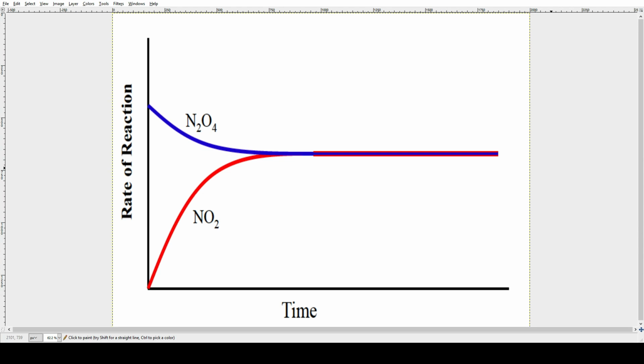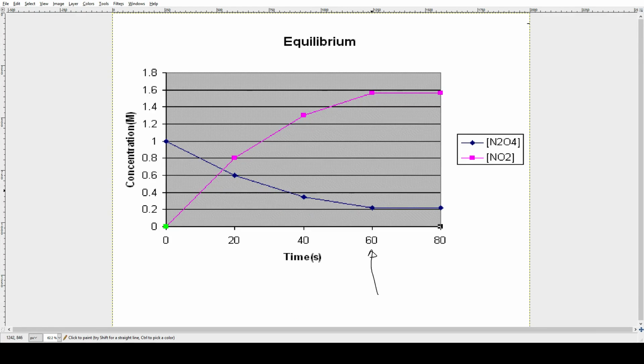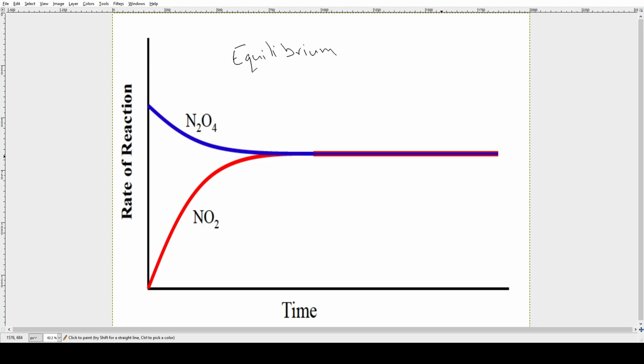Here is another example of equilibrium. So this is also equilibrium. However, in this case, it's showing that your two different substances at equilibrium have the same rate. So what you're going to want to remember is, to be at equilibrium, something does not necessarily have to be at the same concentration. What they do need is to be going at the same rate. The rate of appearance and the rate of disappearance need to be equal.